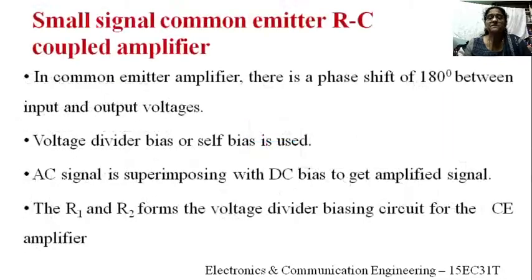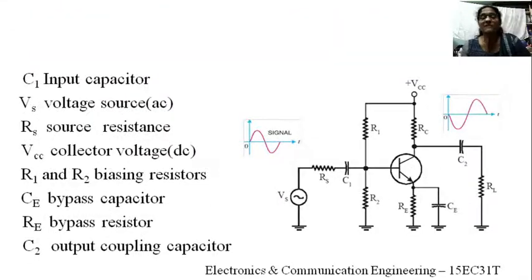So here, the voltage divider bias or self bias is used. You observe here R1 and R2 are used as a voltage divider bias. How do we get the voltage? The voltage across R2, we can say V2, is applied to the base of the transistor. How will you get V2? V2 equals VCC, the main DC supply, times R2 divided by R1 plus R2. That voltage is applied to the base of the transistor. So R1 and R2 form the biasing circuit for the transistor.